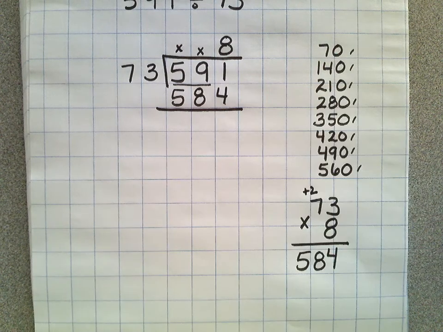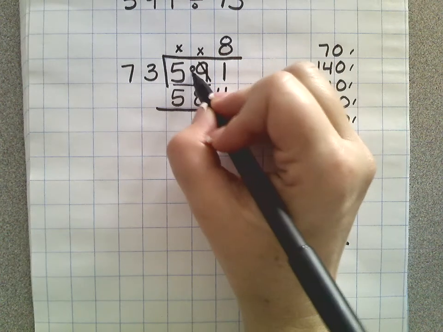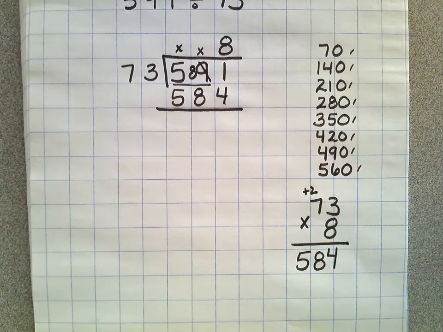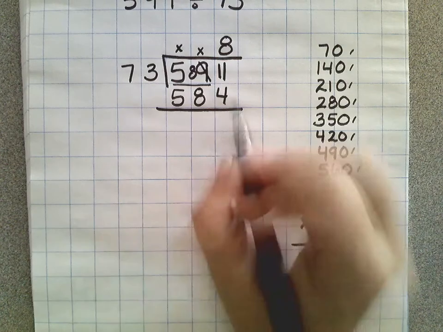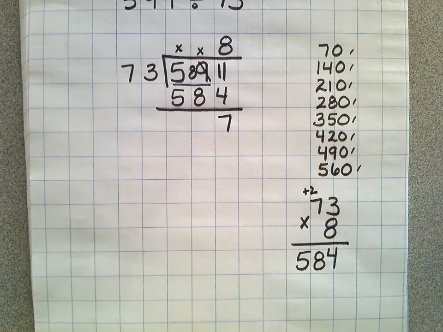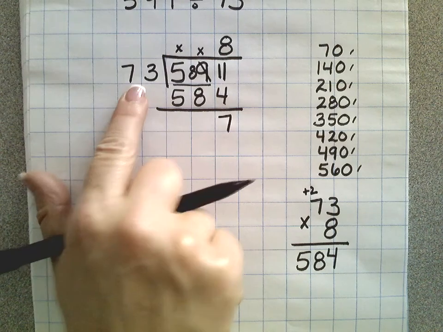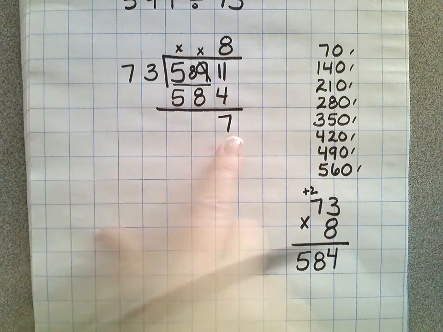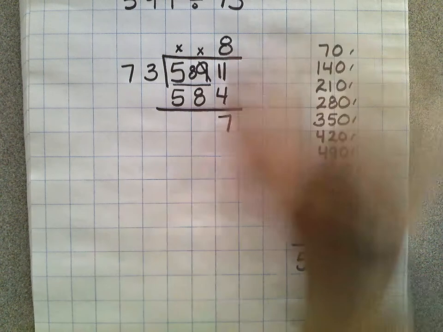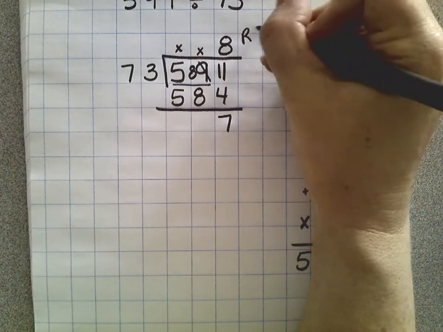Remember, 1 minus 4, can't do it. We've got to borrow. Take 1 away from that 9, it becomes an 8. Add the 10 on, you get 11. 11 minus 4 is 7. 8 minus 8 is nothing. 5 minus 5 is nothing. 73 was my divisor. 7 is certainly smaller than 73, so that looks like a pretty good remainder. Remainder 7.